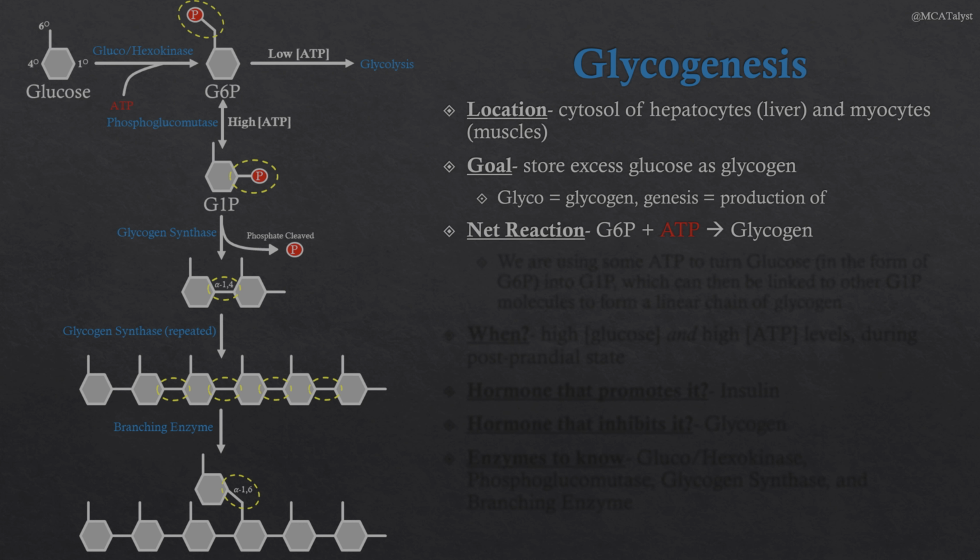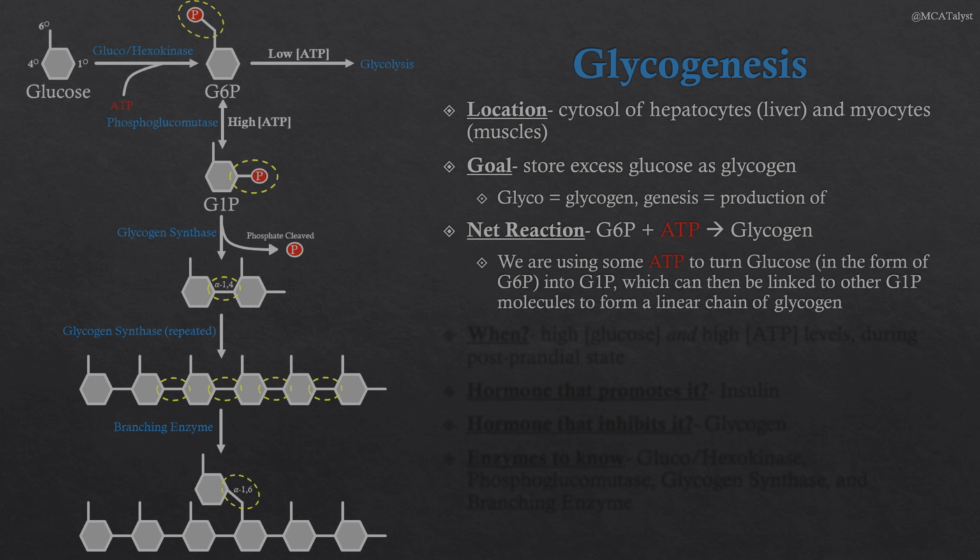Essentially, within this reaction, we are taking G6P, which of course is the second molecule in glycolysis, comes right after glucose. We're going to be taking that G6P, we're going to be using some ATP to turn it into glycogen. So of course, we're going to be using some ATP to turn glucose into G6P via the enzyme glucokinase and hexokinase. We're going to talk about all of these steps on the next slide. We're going to take this G6P and then turn it into G1P. And once we form this G1P, we're going to be then linking a whole bunch of G1Ps together to form this linear chain of glycogen. Again, that's just a brief overview. It may not fully make sense right now. We're going to talk about the steps in more depth on the next slide.